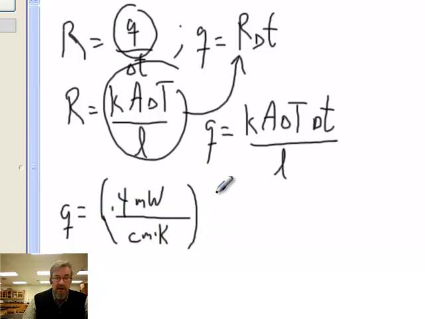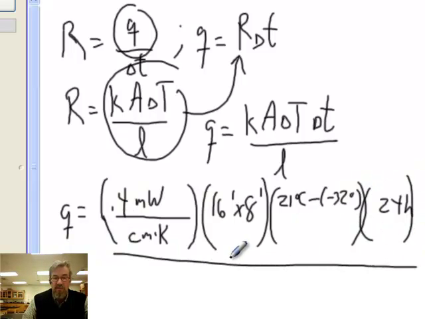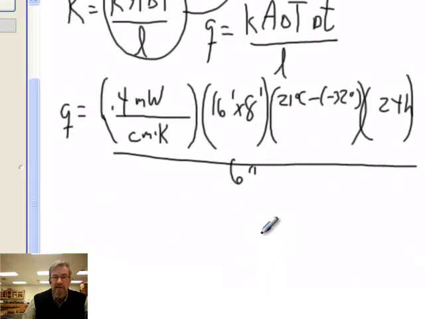times area, well the area is going to be 16 feet by 8 feet, so that would be square feet, times the temperature difference, well that's going to be 21 degrees C minus a negative 32 degrees C, times time, 24 hours, divided by the path length. It said this was a 6-inch wall. I could evaluate Q, but my units aren't going to work out very nicely. Let's take a look at those units, looking only at the units.